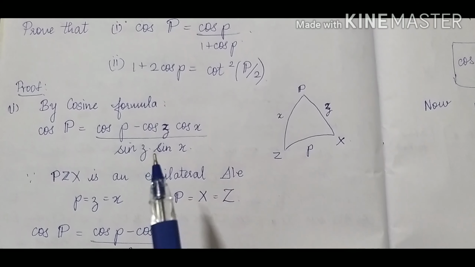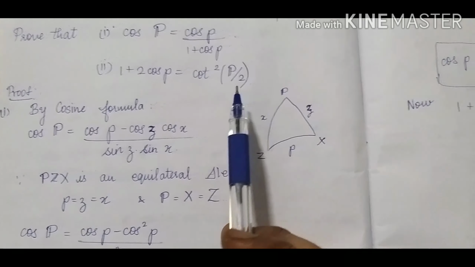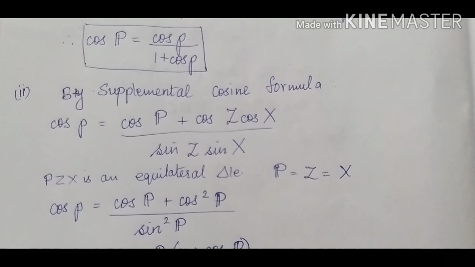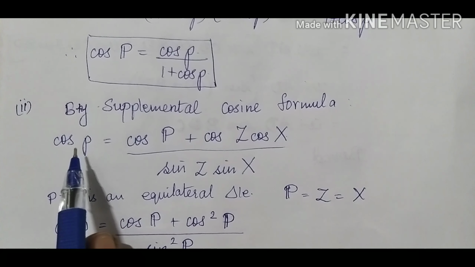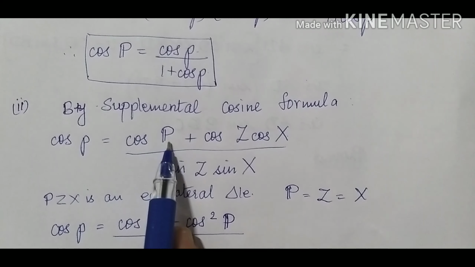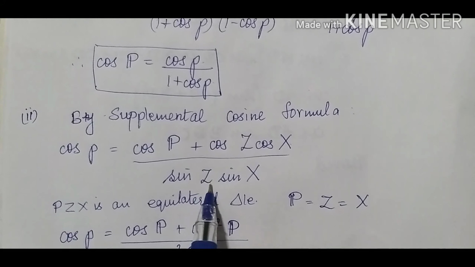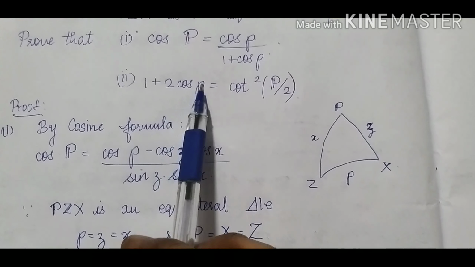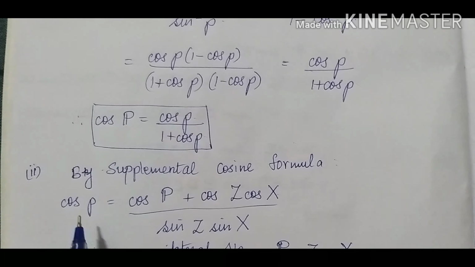We are asked to prove 1 plus 2 cos p equals cot square capital P by 2. So for this subdivision, we are going to make use of the supplemental cosine formula, which is an extension of this cosine formula. So for that, we have cos small p equals cos capital P plus cos Z cos X divided by sin Z sin X. Since we have cos of small p here, I'm making use of small p in this formula also.